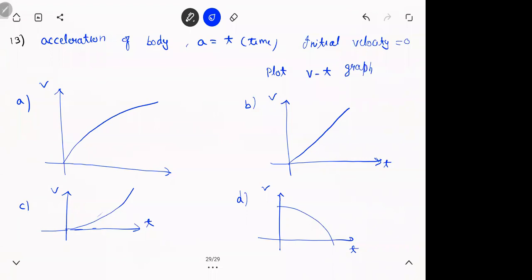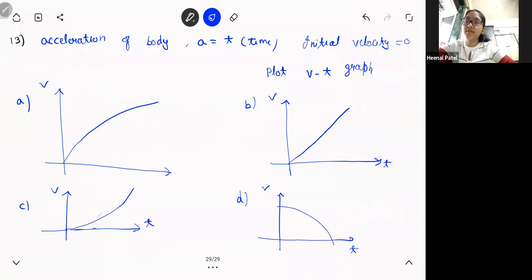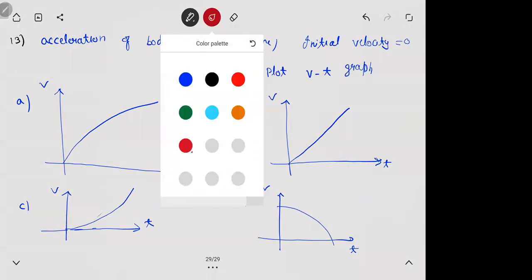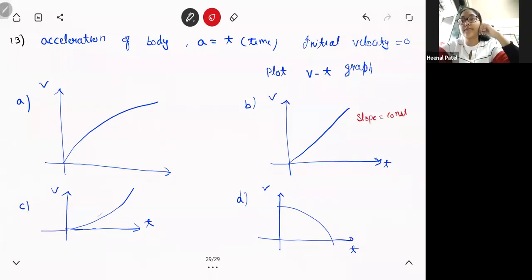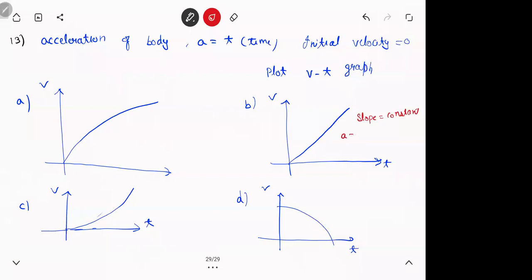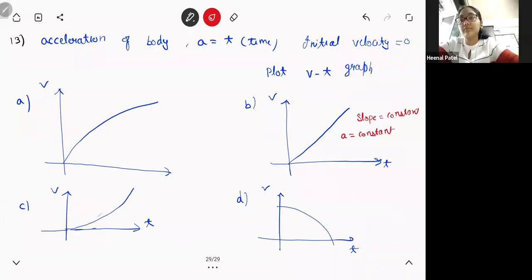Say anything. Option B, why? Slope is 0. Yes, option B, the slope is constant, right? Yeah, constant. So acceleration is constant, right? But here acceleration is increasing with time, right? So this is wrong.